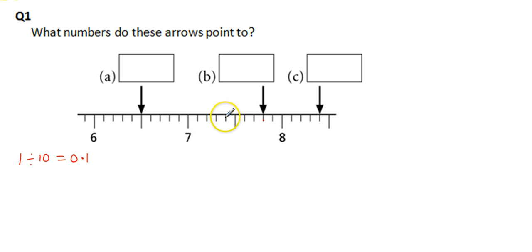7.1, 7.2, 7.3, 7.4, 7.5 in the middle, then 7.6, 7.7, 7.8, 7.9, 8. Okay, so that makes our life a lot easier, so let's have a look. So that must be 7.5, 7.6, 7.7, that one must be 7.8, and this one must be 8.1, 8.2, 8.3. Must be 8.4. And then in here, well, that's halfway between. That was an easy one. Should have done this one first, really. 6.5. And that's it now.